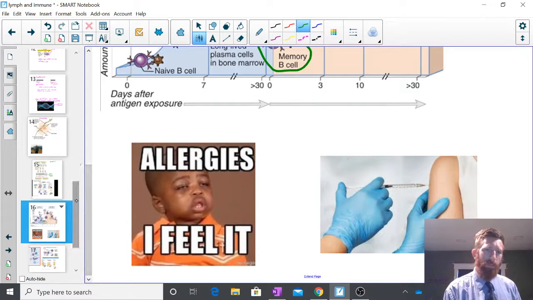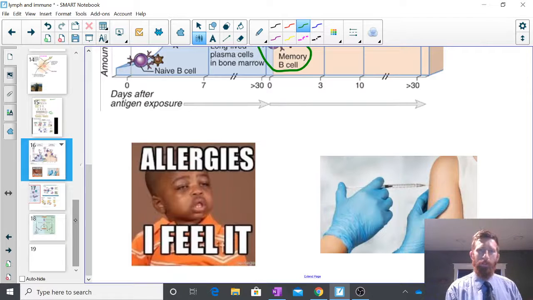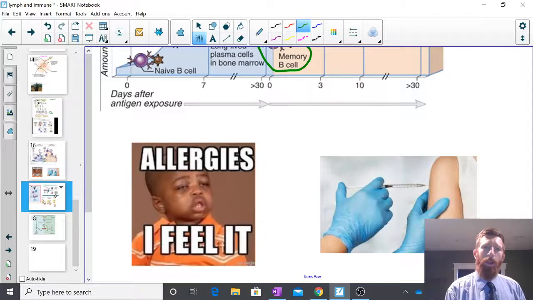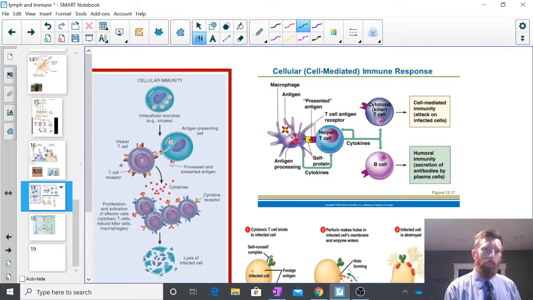Please, please do not be one of those people that is anti-vaxxer. Anyways, I digress. All right, so that's the humoral immune system. So now let's go ahead and look at the cellular arm of the adaptive immune system.